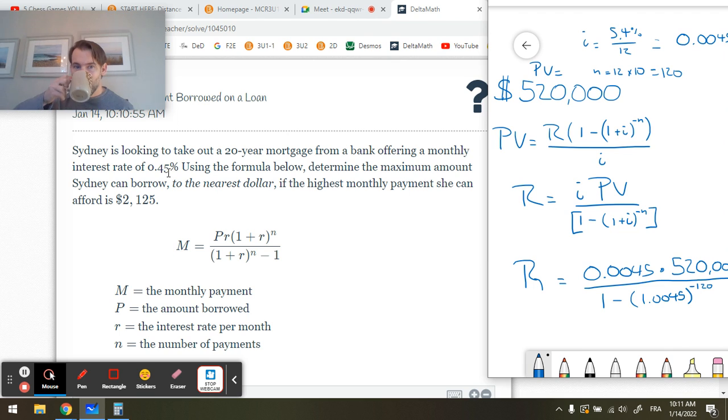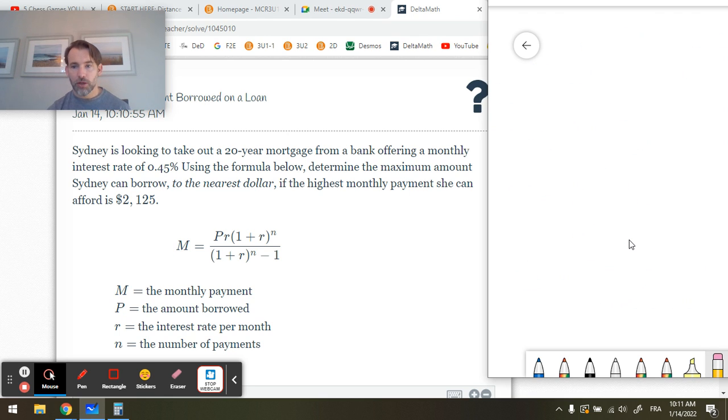Anyway, we're going to determine the maximum amount she can borrow if she can afford to pay $2,125 a month on her house. Okay, so let's do it. I'm just going to clear the canvas over here. Okay, and then start again.